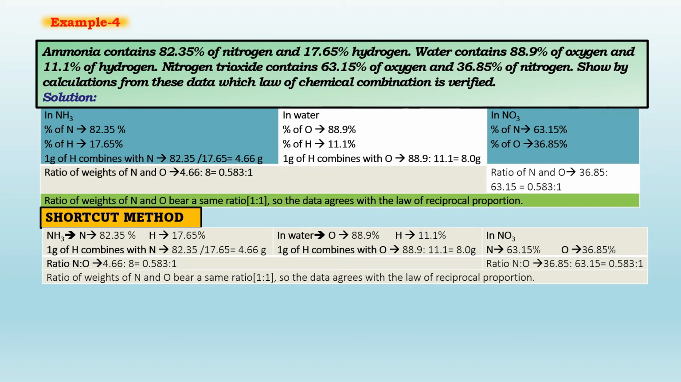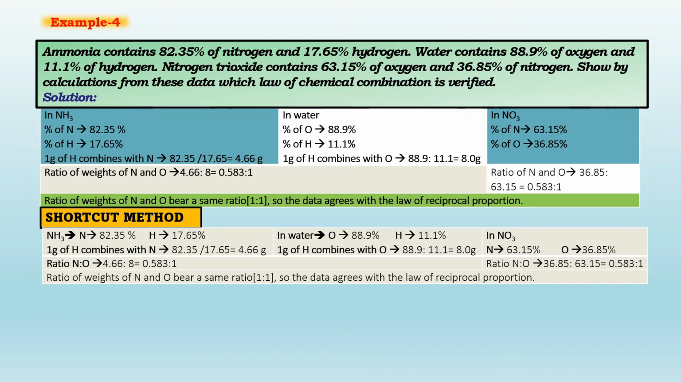Example 4. Ammonia contains 82.35% of nitrogen and 17.65% of hydrogen. Water contains 88.9% of oxygen and 11.1% of hydrogen. Nitrogen trioxide contains 63.15% of oxygen and 36.85% of nitrogen. Show by calculations from these data which law of chemical combination is verified.